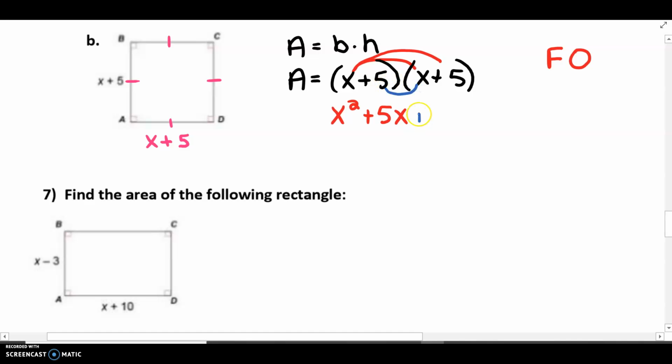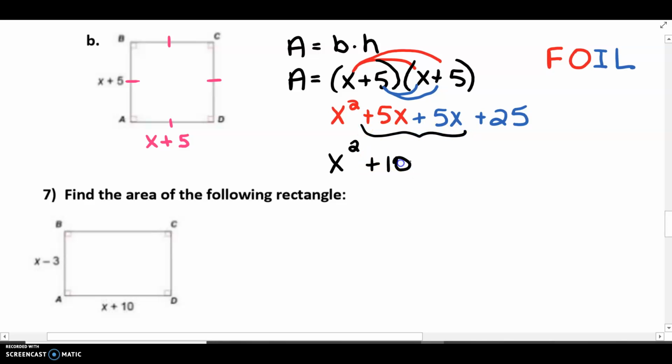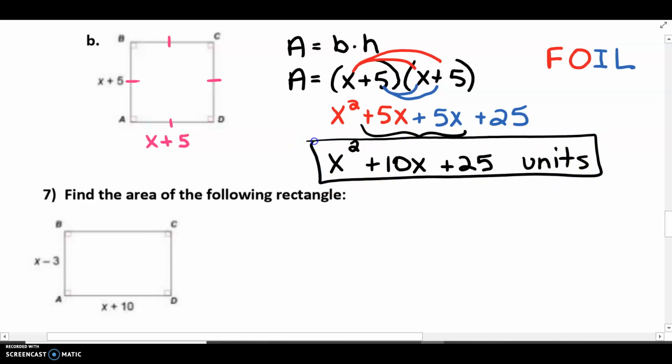Then the inner pieces, I have 5 times x. That's the inner. And then we have the last, 5 times 5 to get me 25. So that, my friends, please remember is how you FOIL. Now I combine like terms. X squared plus 10x plus 25. That is my full area. It's x squared plus 10x plus 25 units. If I don't know what x is, I can't be any more specific than that.